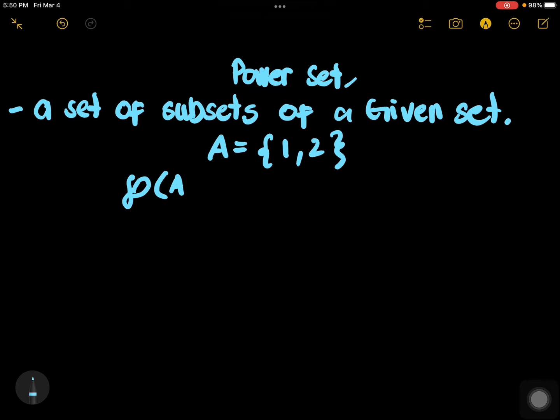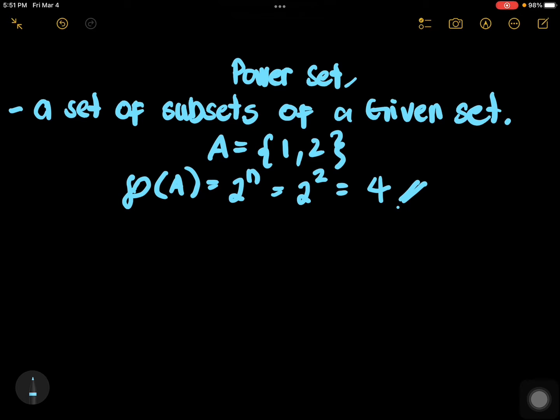So we have the power set of set A in the formula 2 raised to the power of n, where n is the cardinality of the given set. Do you still remember what is cardinality? It is the number of elements in the set. So if you have set A, what is the cardinality of set A, or the cardinal number of set A? Very good, it's 2. Therefore, 2 raised to the power of 2, that is 2 times 2, 4. It only means we have 4 elements in the power set. So there are 4. So what are those 4?